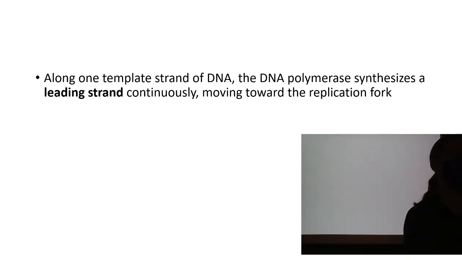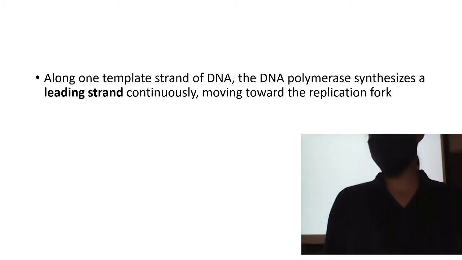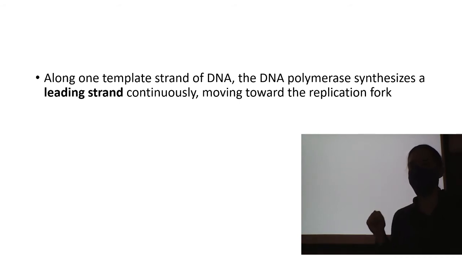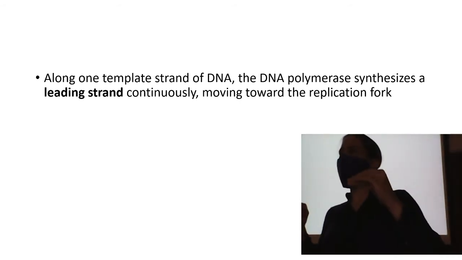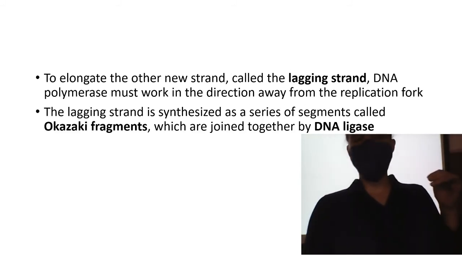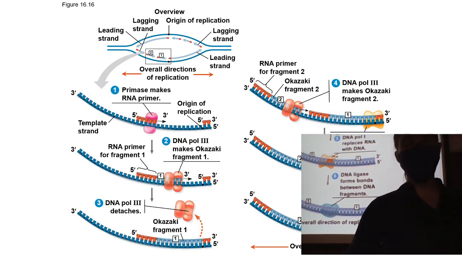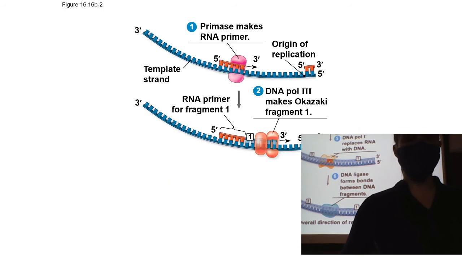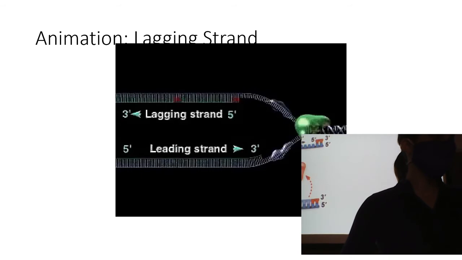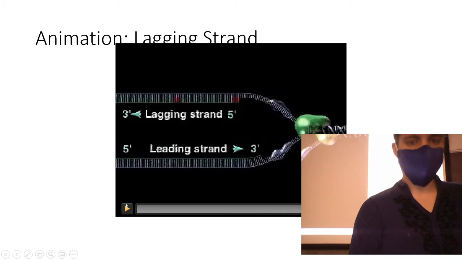And you just saw this. Now, there's the other side of this replication fork. Along one template strand of the DNA, polymerase has to jump. It's called a lagging strand. I'm actually going to show you the video first, and then we're going to look at the words and pictures. Here's this animation, and then we're going to talk about it.